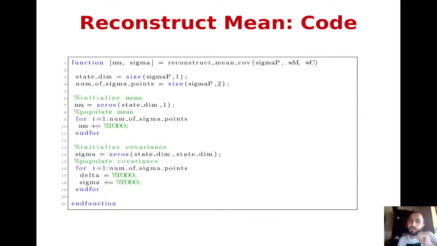And the reconstruction is exactly the same thing. We have this really compact function that, given the sigma points, the weights for the mean, and the weights for the covariance, performs the computation, a weighted sum basically.